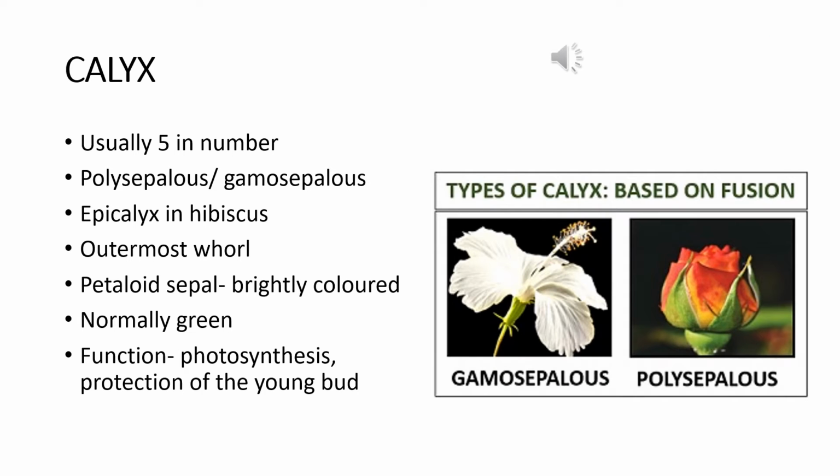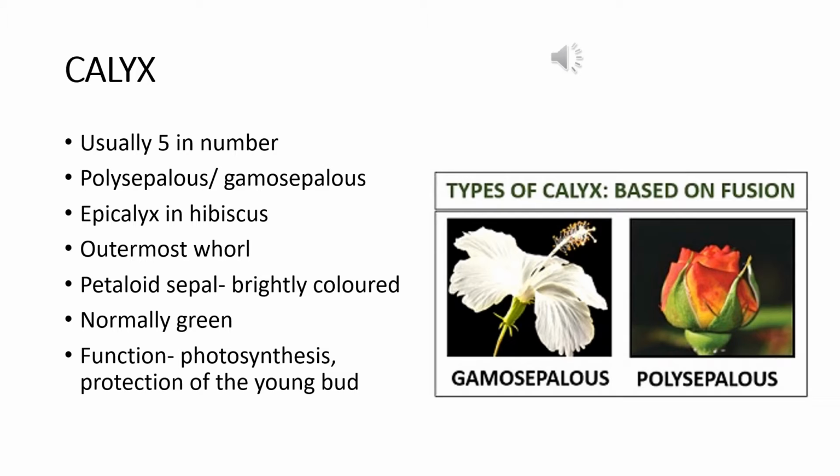Calyx or sepal is the outermost whorl of a flower. It is usually green in color, but sometimes it can be brightly colored as well. In some flowers like gulmohar, we can see brightly colored sepals, and those are called petaloid sepals. Calyx are usually 5 in number. Some might be higher than 5 as well.